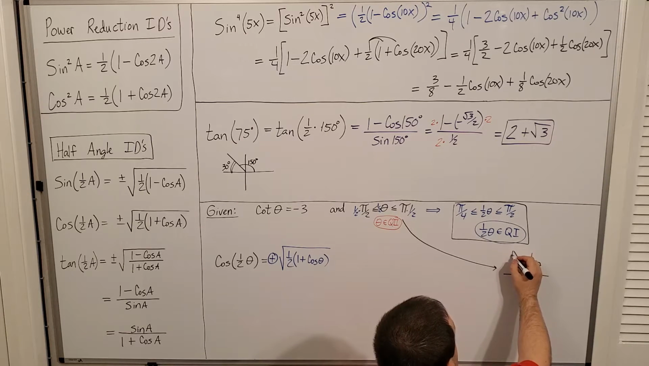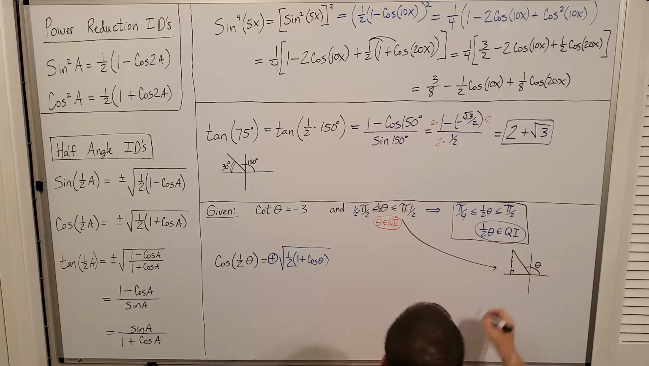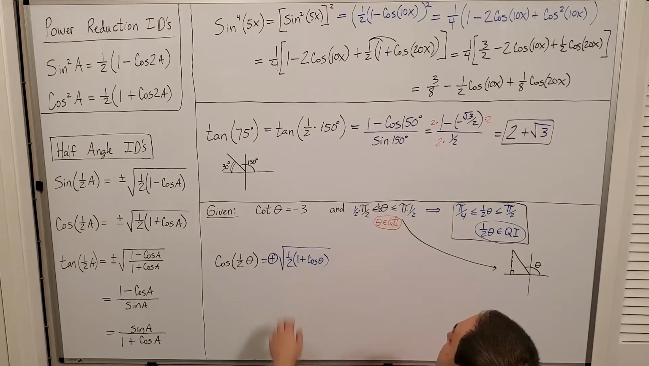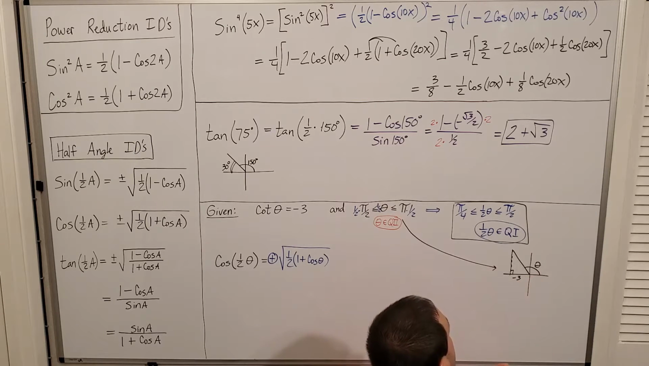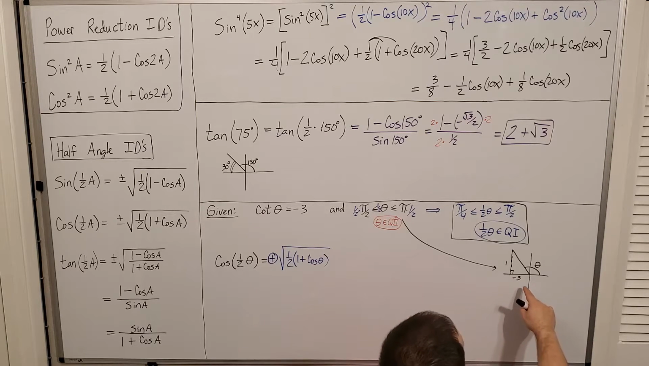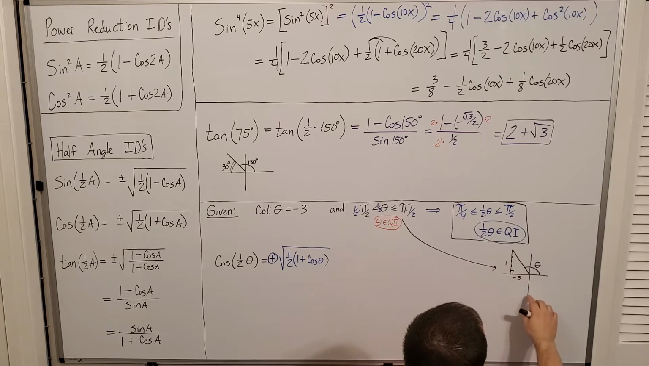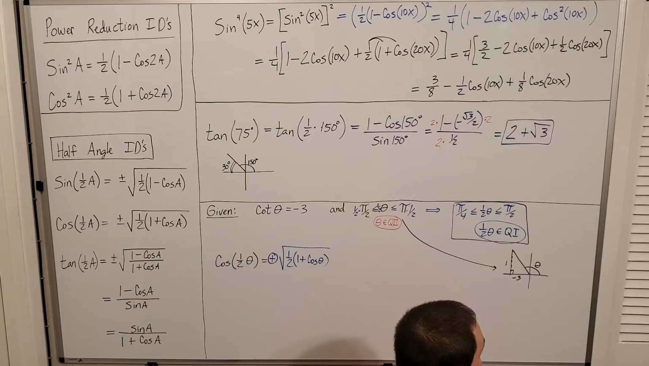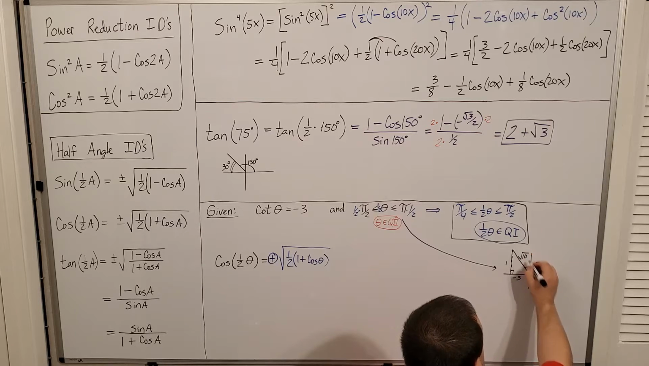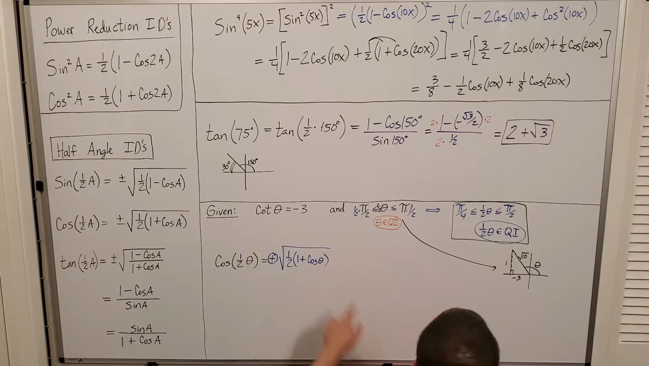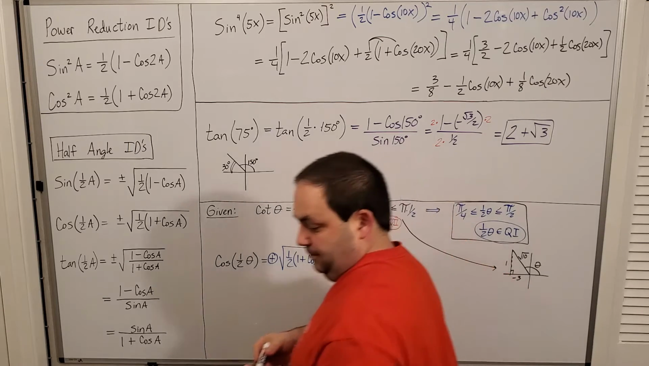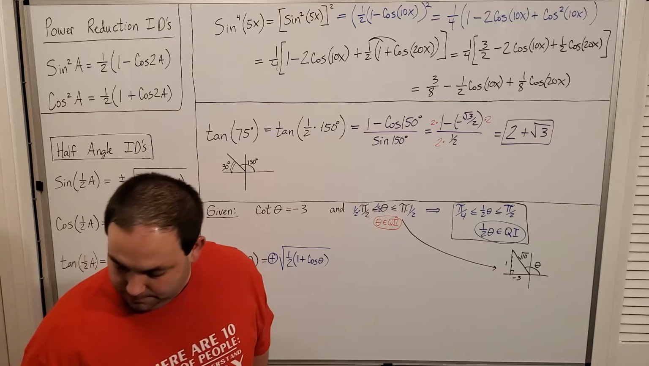And we were told that its cotangent is -3. Now remember, cotangent is adjacent over opposite. So that means this would have to be -3 and this would have to be 1. So then, using Pythagorean theorem, I have 1 squared plus 3 squared, which is 1 plus 9, is 10. So this has to be the square root of 10 for the hypotenuse. And therefore, I can figure out the cosine of theta most quickly.